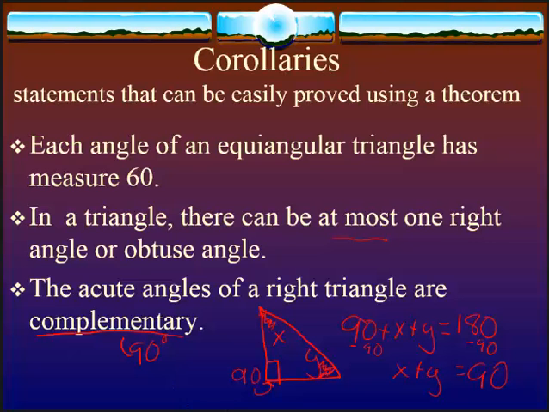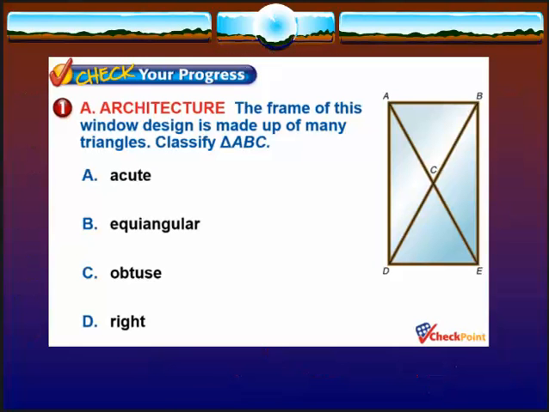All right, let's use some of these rules that we just learned. The frame of this window design is made up of many triangles. Classify triangle A, B, C. Is it acute, equiangular, obtuse, or right?